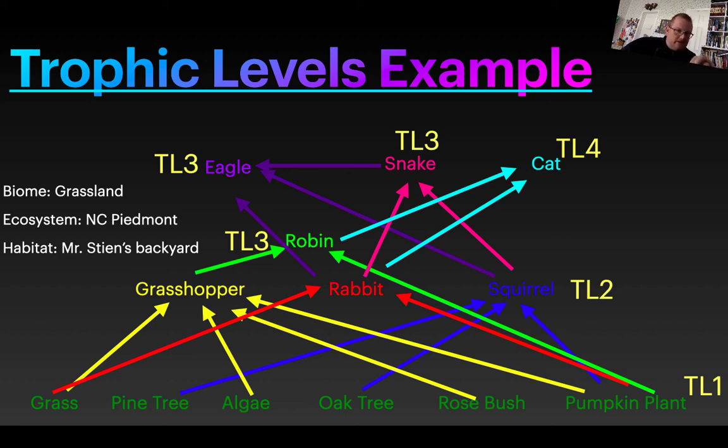And if we lose rabbits, what else gets affected? Well, the cat will be affected because cats eat rabbit. Eagles will be affected. Snakes will be affected. And then cats and snakes will be affected most because if we lose rabbits because we lost pumpkin plants, then snakes and cats both lose one of their 2 ways to eat.